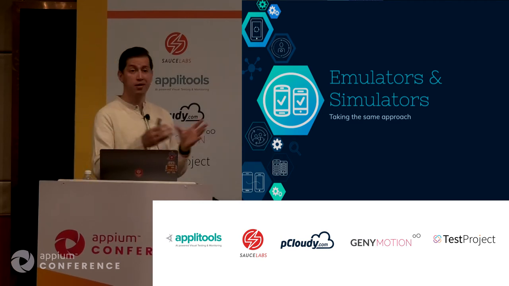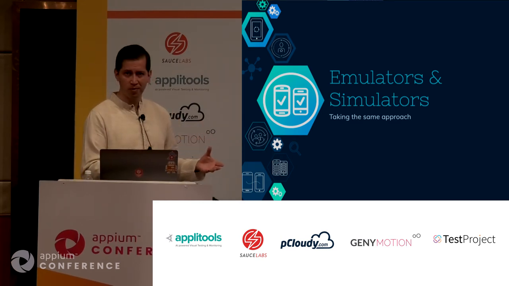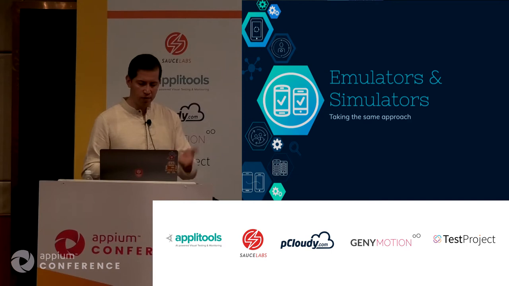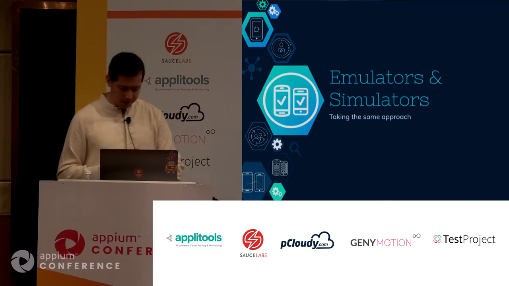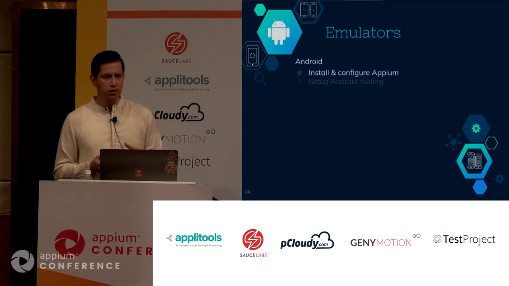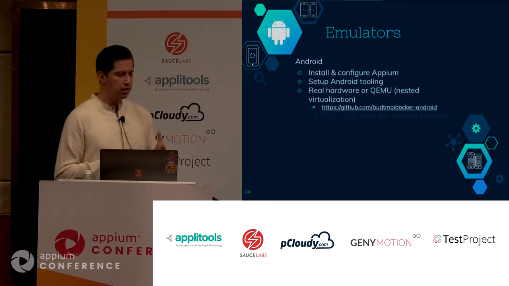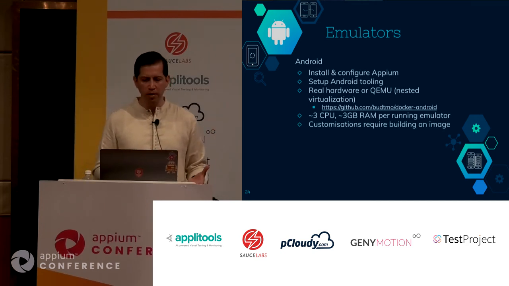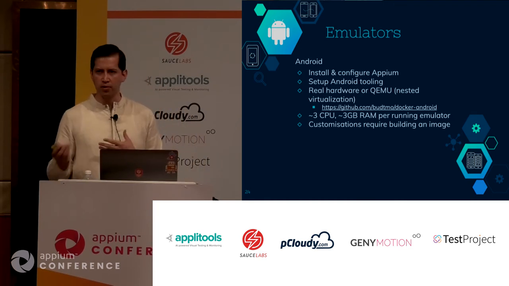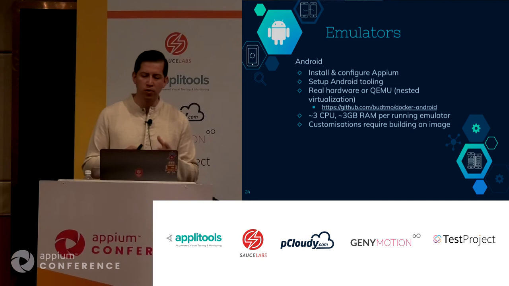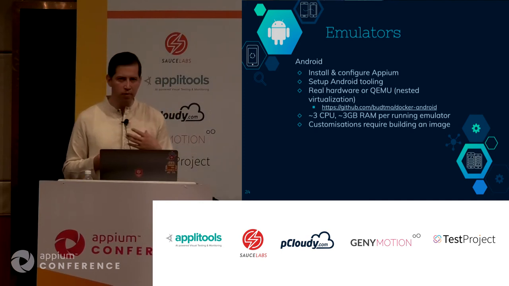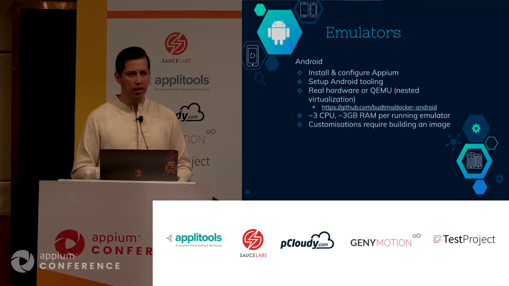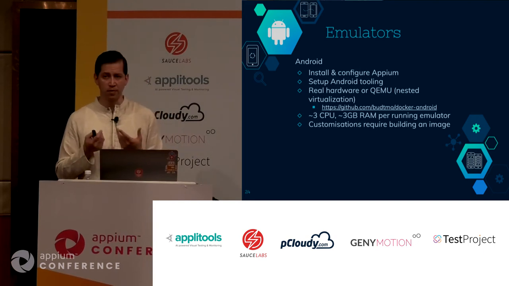OK, so this was the largest part of the presentation that doesn't relate at all to Appium. But now we're going to take those concepts and go into simulators and emulators, and afterwards into real devices. So for emulators, we can just talk about Android. And the needed steps here are we need to have Appium properly working. We need to set up all the Android SDK tools. And we could use either real hardware or QEMU. My recommendation, as that was the thing we were doing with browsers, is that we use containers if possible. But for that, we need nested virtualization.